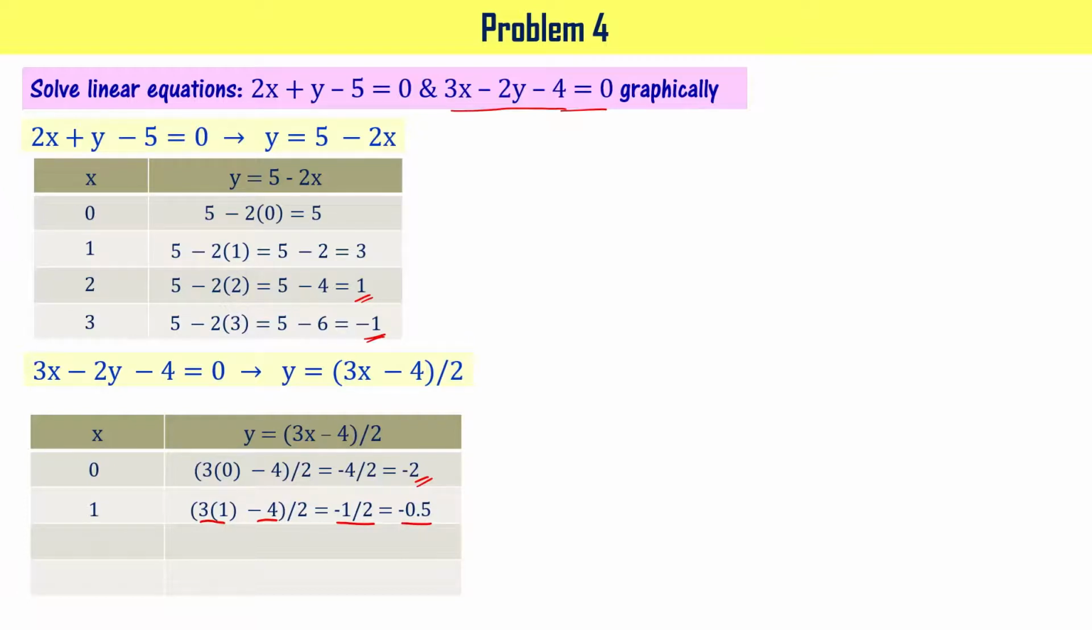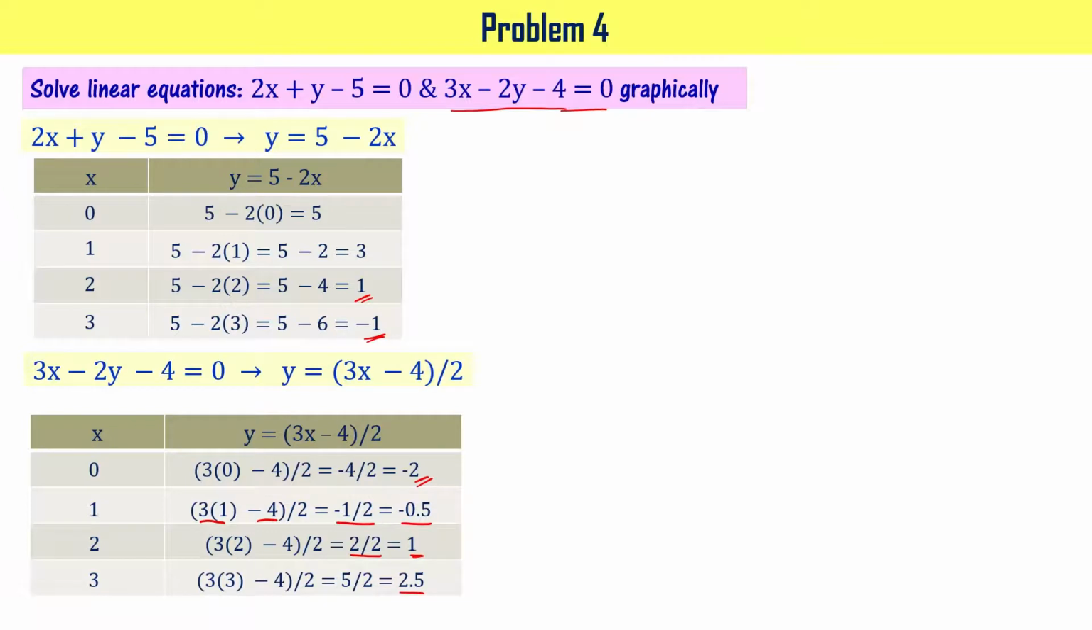Right? Now let's take x equal to 2. It means it is going to be 3 times 2 minus 4 divided by 2. That is equal to 6 minus 4 divided by 2. That is equal to 2 divided by 2 equal to 1. When you have x equal to 3, this is going to be 2.5. Y is going to be 2.5.